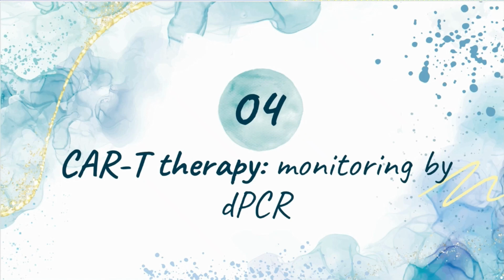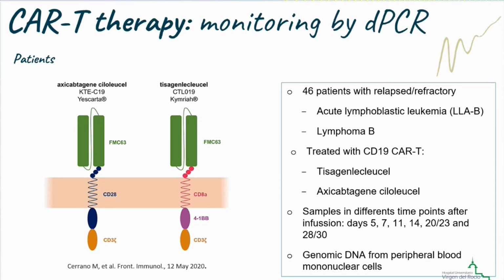So we thought about monitoring CAR-T therapy by digital PCR. We used samples from 46 patients with relapsed or refractory acute lymphoblastic leukemia or B-cell lymphoma, treated with CD19 CAR-T, tisagenlecleucel or axicabtagene ciloleucel. We used samples at different time points after infusion of the CAR-T: days 5, 7, 11, 14, 20 or 23, and 28 and 30. We obtained genomic DNA from peripheral blood mononuclear cells of each sample.